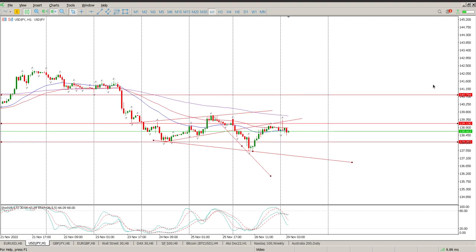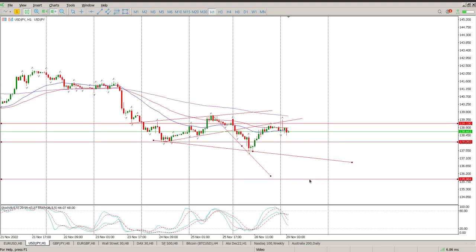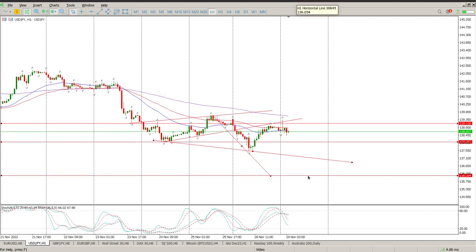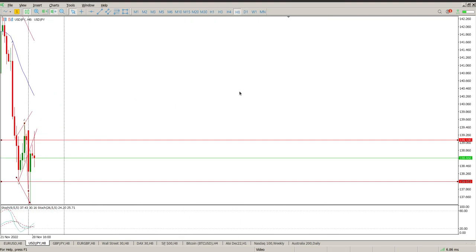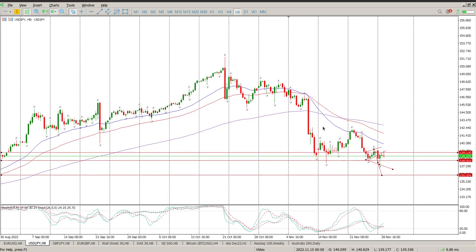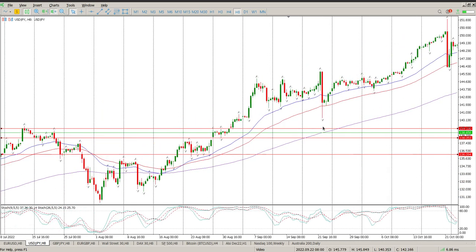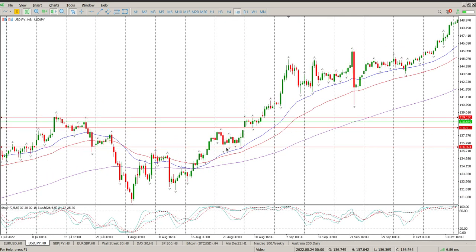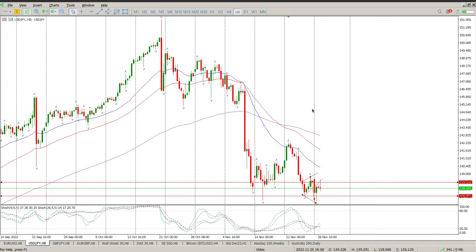Sorry, let's just get this right, and there is our measured move down to 136.094. That is fairly interesting because it's indicating that we have another move down, and if you look to the left, you can see this area here is of extreme interest, or both areas are. So that's what I would be expecting to play out.